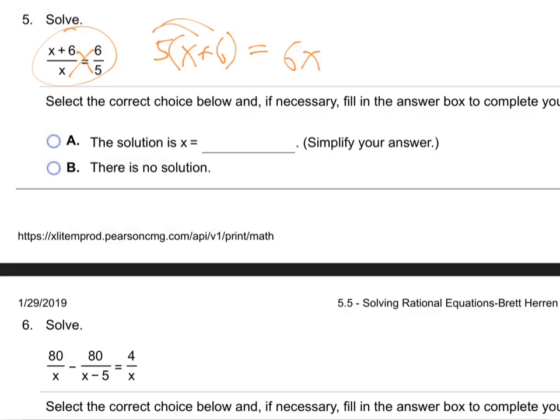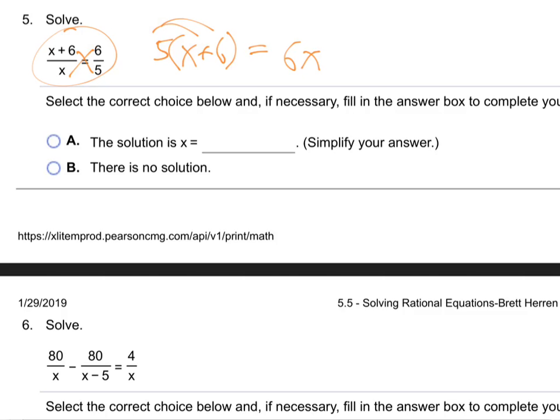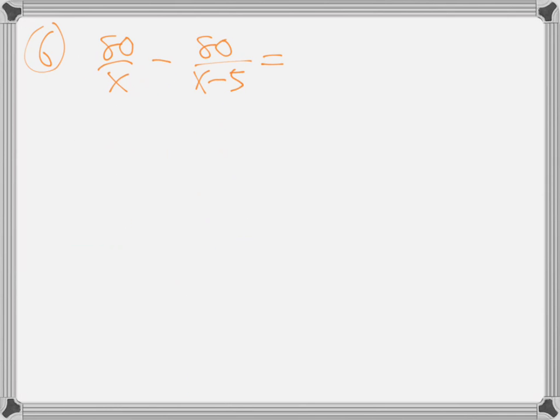80 over x. So I'll write number 6 here for you. 80 over x minus 80 over x minus 5 equals 4 over x. Okay. So we have 3 fractions, so we can't just cross multiply. What do we have to do? The long way. What's the long way? LCD. Yeah, then you've got to do the whole LCD.